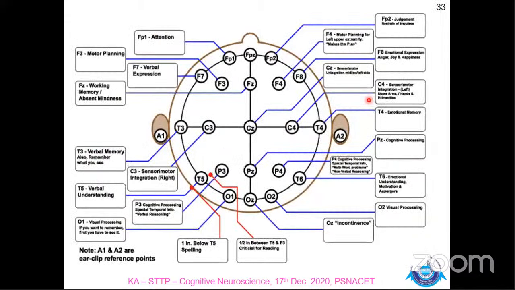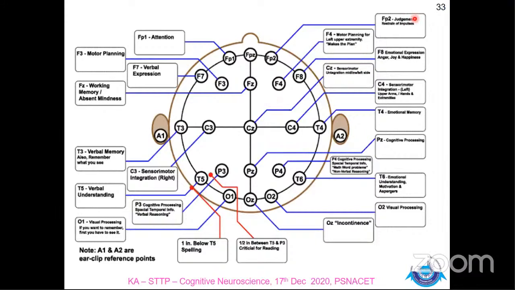I already told them each electrode placement is also crucial. Suppose you want to find out a person's attention level, we can put FP1. Suppose you want to study verbal expression, a person having some verbal problem, we can concentrate on F7. Recording the signal at the F7 location, we can find out the verbal location. So each has its own function.